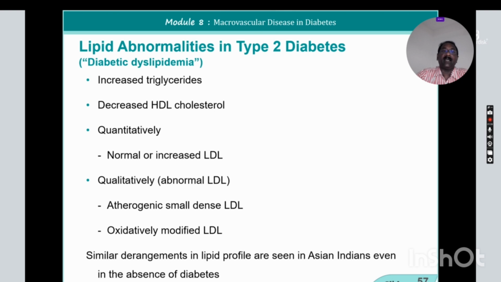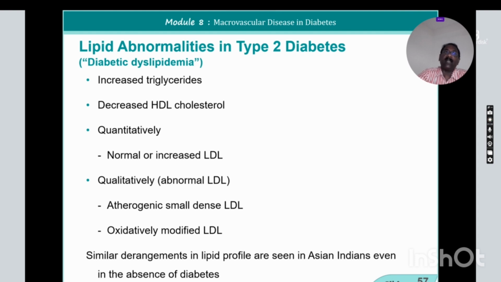So here, one is increased triglycerides, the second is decreased HDL, and the third is LDL. See, the third one is quantitatively normal or increased LDL, maybe normal also. Qualitatively, it is heterogeneous, with small dense LDL and oxidatively modified LDL. Clinically it is very difficult; there are no tests, it's not possible. Okay. Similar derangements in the lipid profile are seen in Asian Indians, even in the absence of diabetes.